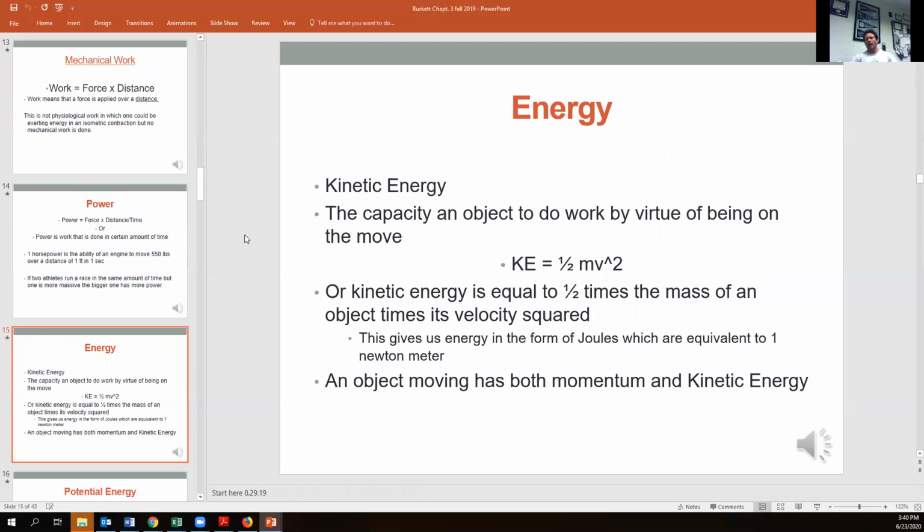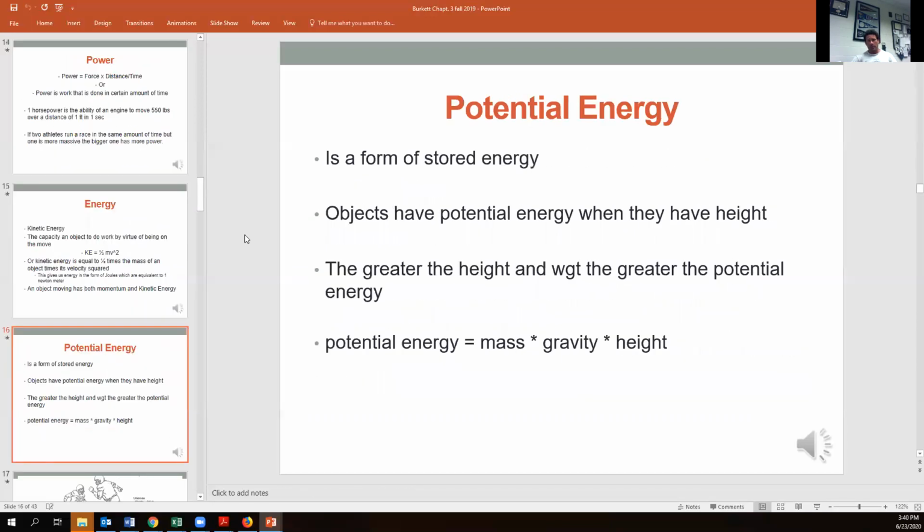Now, we have energy. One of the first forms of energy we're going to talk about is what's known as kinetic energy. Kinetic energy is equal to half of the mass of the object multiplied by its velocity squared. So we're going to have a certain amount of kinetic energy when we're moving. The next type of energy is potential energy. Potential energy is equal to the mass of the object multiplied by the gravity it's experiencing and the height it currently is.